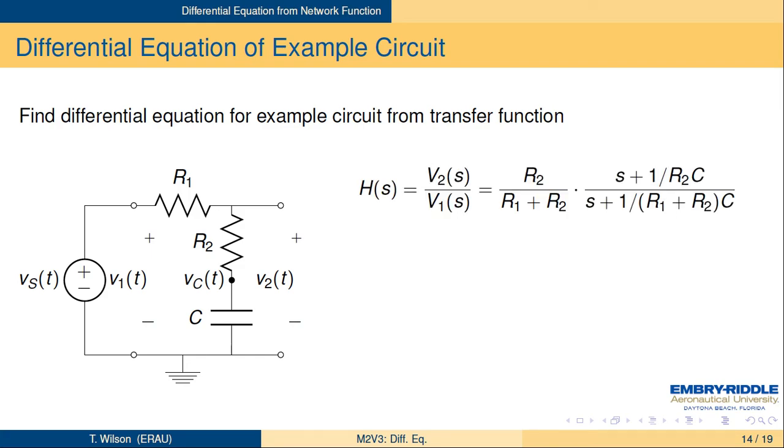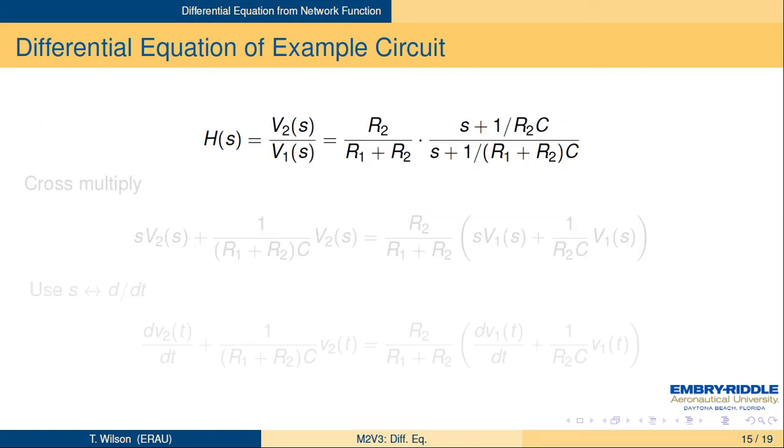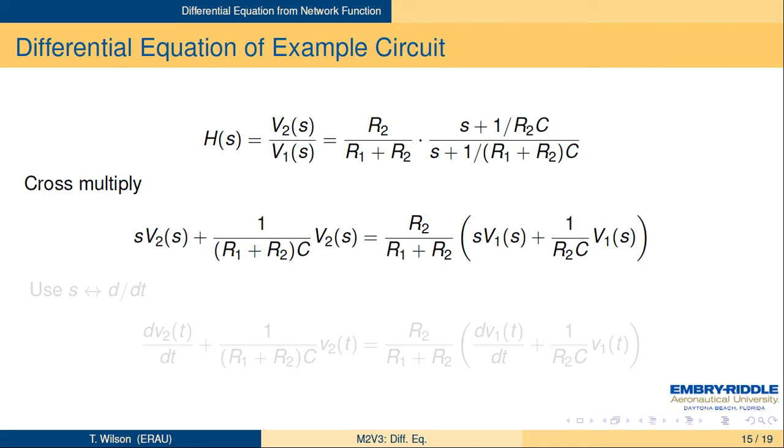You take the transfer function we found earlier, which again is R2 over R1 plus R2 times s plus 1 over R2C over s plus 1 over (R1 plus R2) times C. We're going to cross multiply those, so we get s V2 of s plus 1 over (R1 plus R2) times C, V2 of s, equals R2 over R1 plus R2 times s V1 of s plus 1 over R2C, V1 of s. And then we're just going to interpret s's as d by dt's.